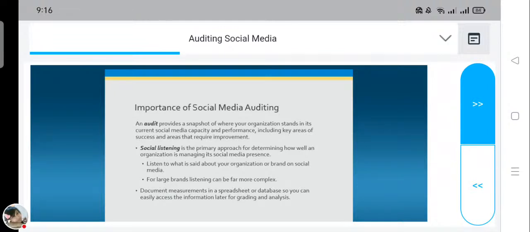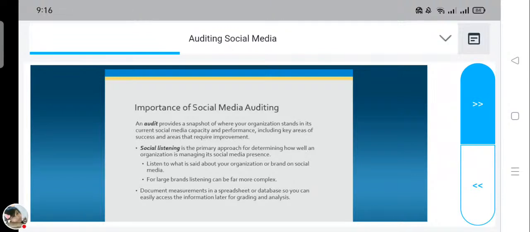Now, the primary approach for determining how well an organization is managing its social media presence is called social listening. Basically, you're going to go out in the social media world and listen to what's being said about your organization or your brand. Now, for a larger brand, this can be very challenging because there can be a lot of activity. For a smaller brand, a small operation, there may not be that much activity related to your brand.